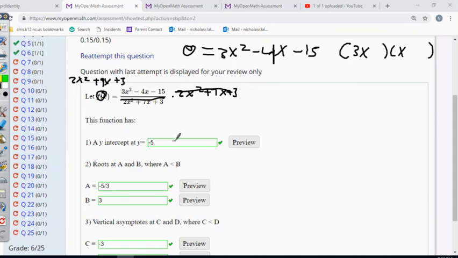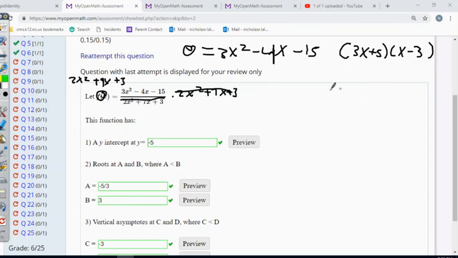Oh, okay. You have x minus 3 and 3x plus 5. That way, 3x times negative 3 is negative 9x. 5 times x is plus 5x. Negative 9x plus 5x is negative 4x. So 3x plus 5 and x minus 3.